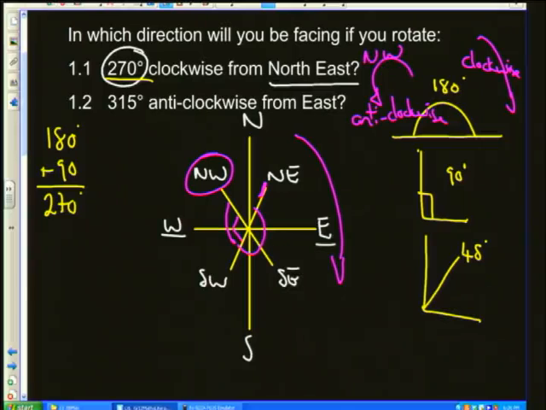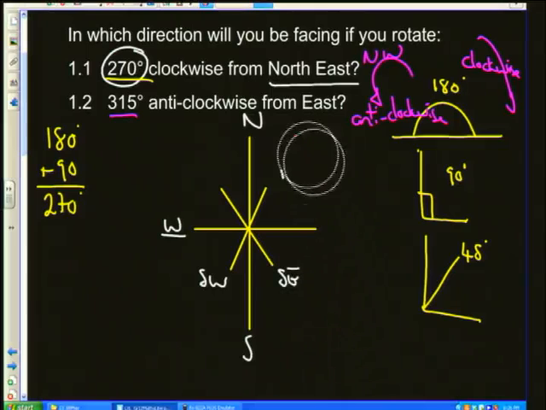Let's have a look at another one. 315 degrees anti-clockwise from east. So now what's happening, let me just rub all this other stuff out so you can see exactly what I'm doing here. Let's get our white pen again. We said this was northeast, this was my east, and this was my northwest.